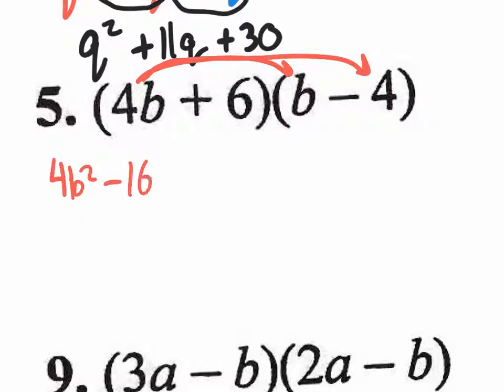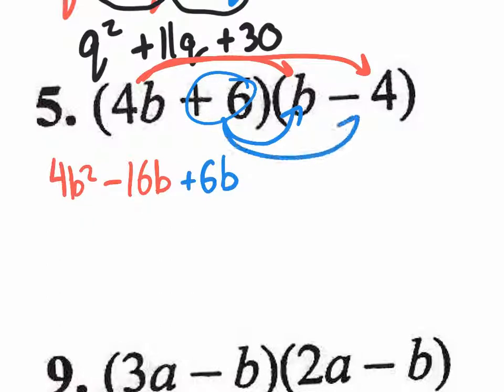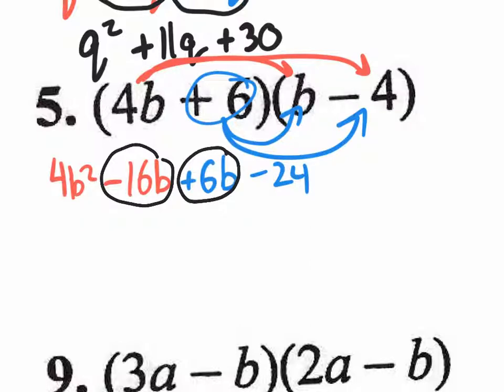And then I go 4b times negative 4. Negative 16b. Excellent. And now let's go positive 6 times b. Positive 6b. Positive 6 times negative 4. Negative 24. Out of those 1, 2, 3, 4 terms, I could combine the 2 middle ones. Now let's do that. Let's combine the negative 16b with the positive 6b. What do I get? Negative 10b.